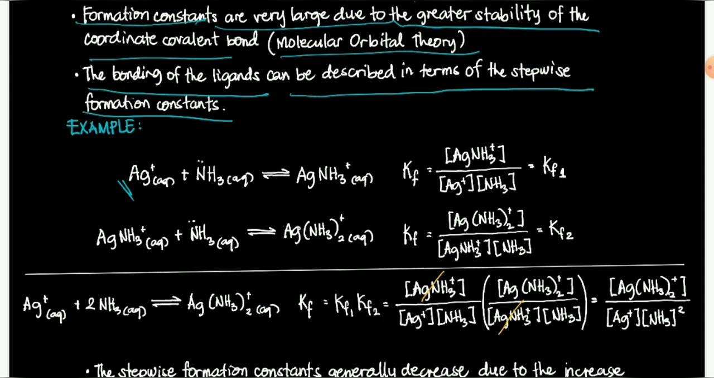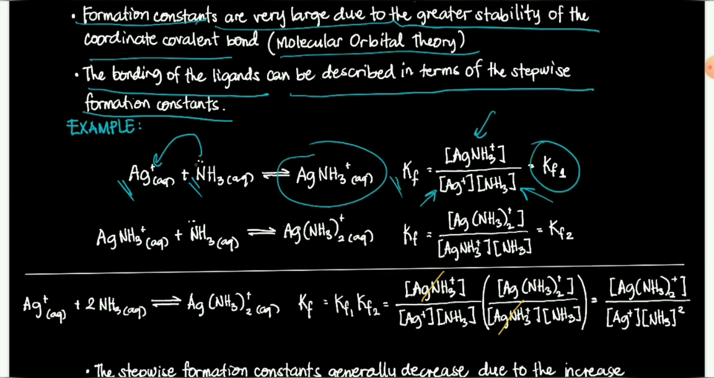Okay? Yung silver plus, kakabit siya sa isang molecule ng ammonia via Lewis acid-base reaction para mag-form ng monoamine silver cation. So the KF is given right here. So that's the concentration of the monoamine silver cation over the concentration of silver plus times the concentration of the ammonia. Okay? That's KF1 kasi this is the first ligand na kumabit doon sa ating central metal.